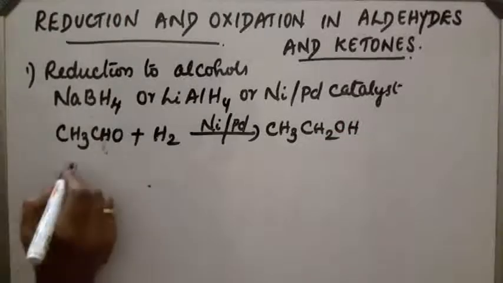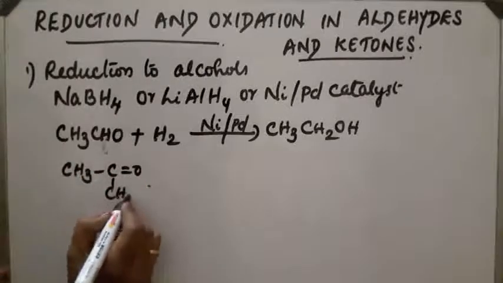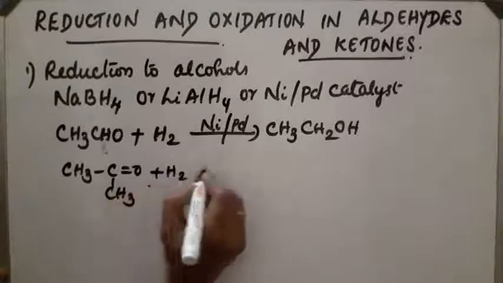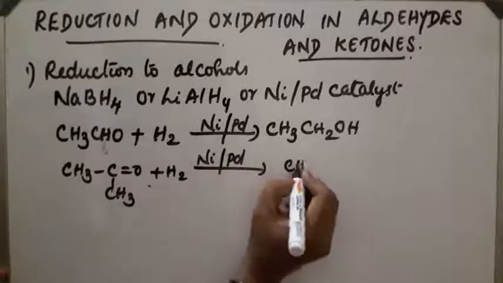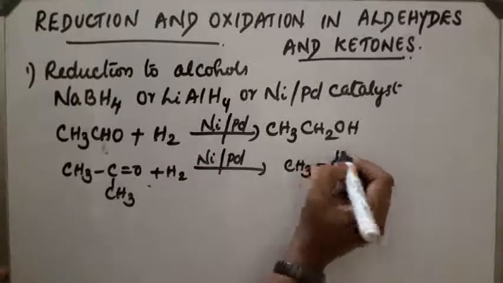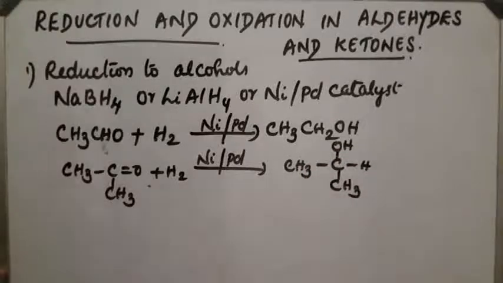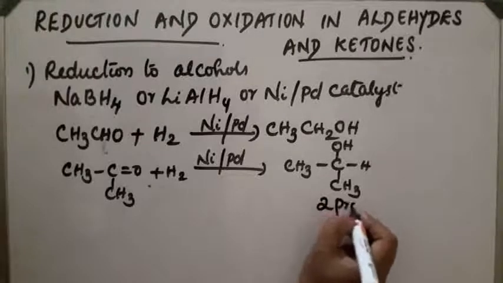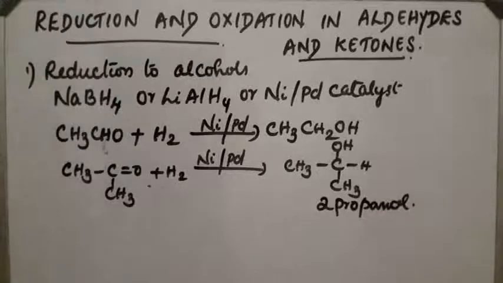Next, in the case of ketones, CH3COCH3 plus H2 in the presence of nickel or palladium catalyst gives CH3CHOHCH3. This is a secondary alcohol, that is 2-propanol, which will be obtained. So aldehyde gives primary alcohol and ketones give secondary alcohol.